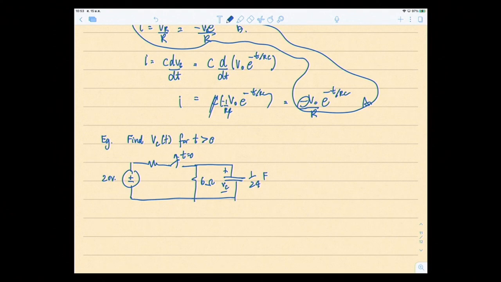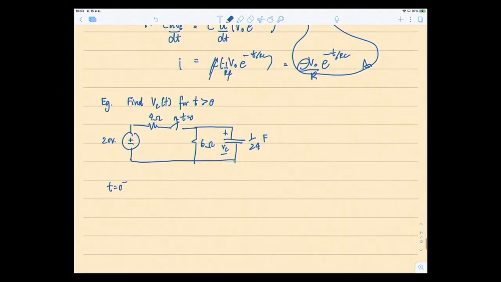Okay, ready? So first, remember that you have to find out whether the capacitor has kept any energy in it or not before the switch changes. Okay, I forgot the 4 ohms right here. So therefore, at t equal to 0 minus, what does the circuit look like? Okay, so draw it please.